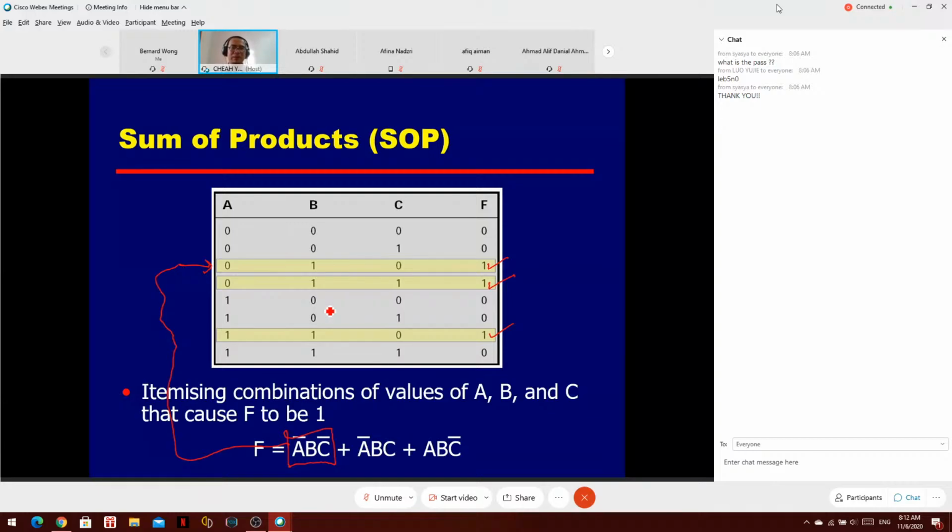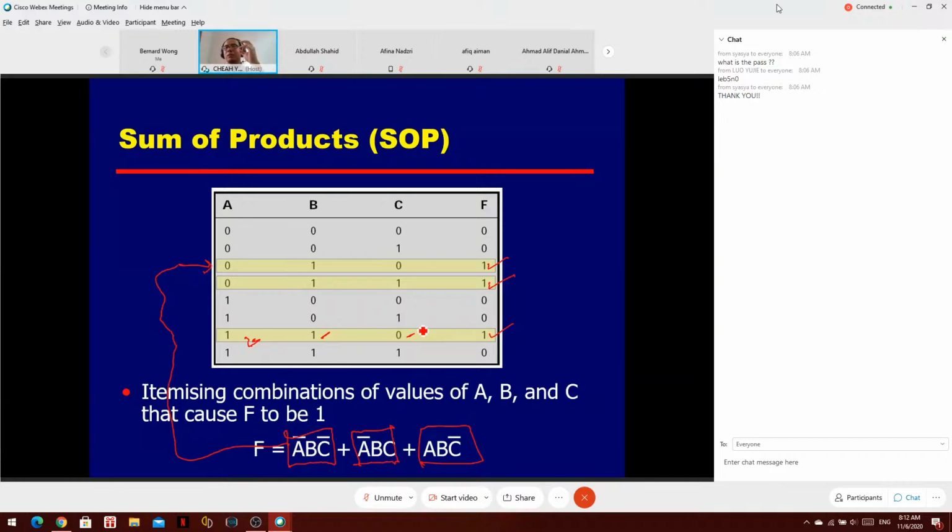And then we come to the second one: not A, B, C. So that means A is a 0, B is a 1, and C is a 1. All right? And then the third one, A, B, not C. That means A is a 1. If you can see, A is a 1 here, then B is a 1, and then C is a 0.